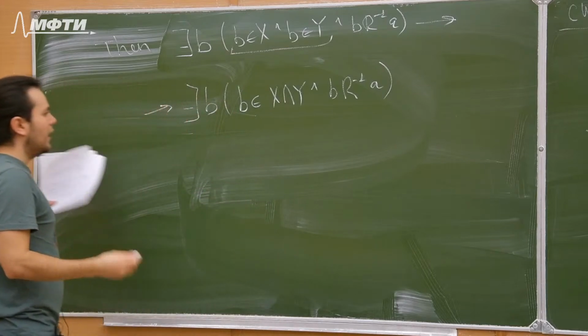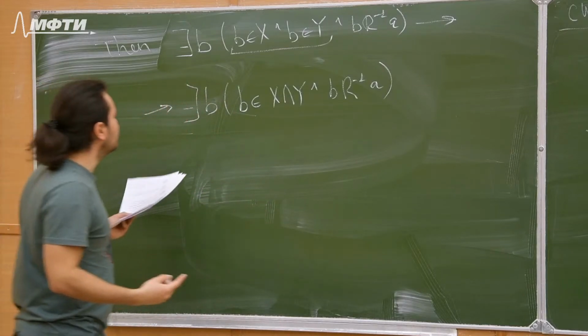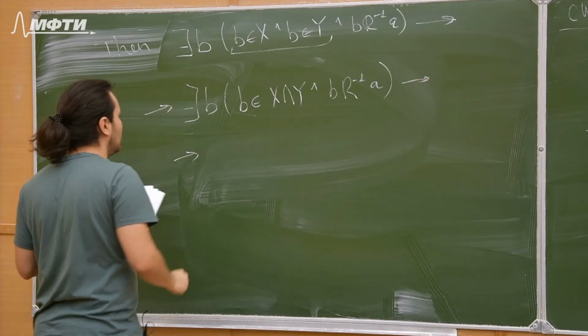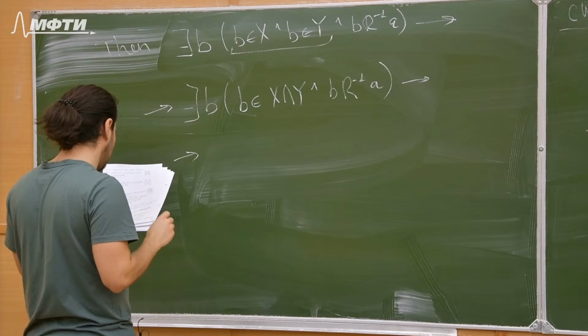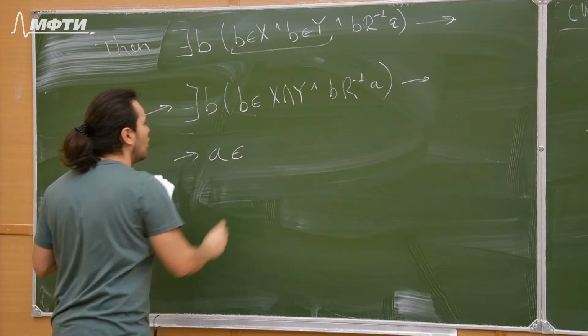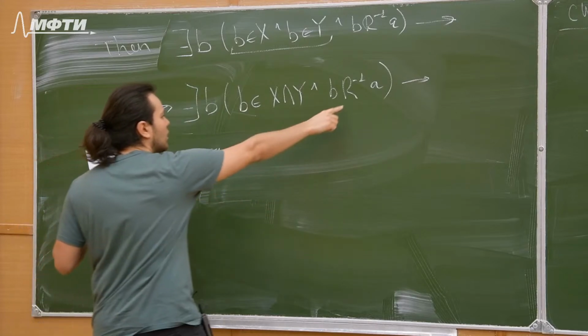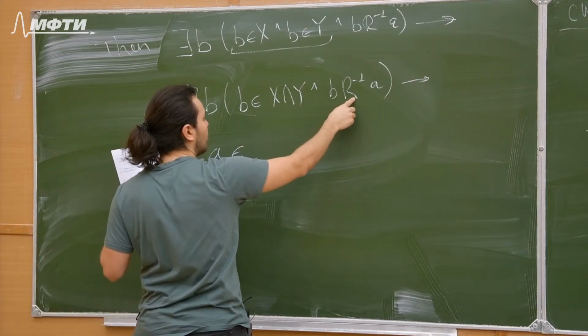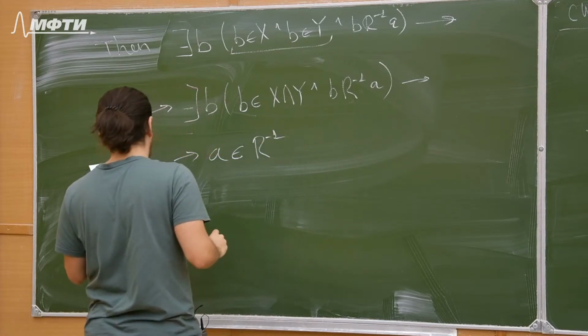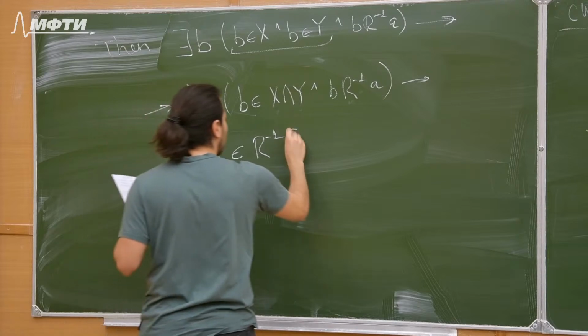Okay, and now we have to go back to the definition of this. So what does it mean? It means that A is an element of the pre-image of the intersection of X and Y.